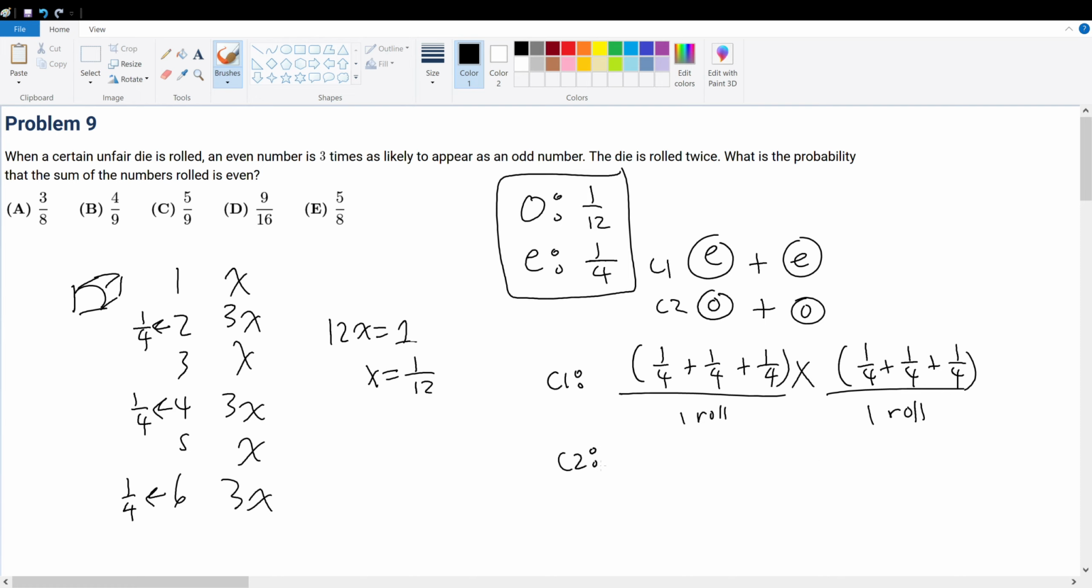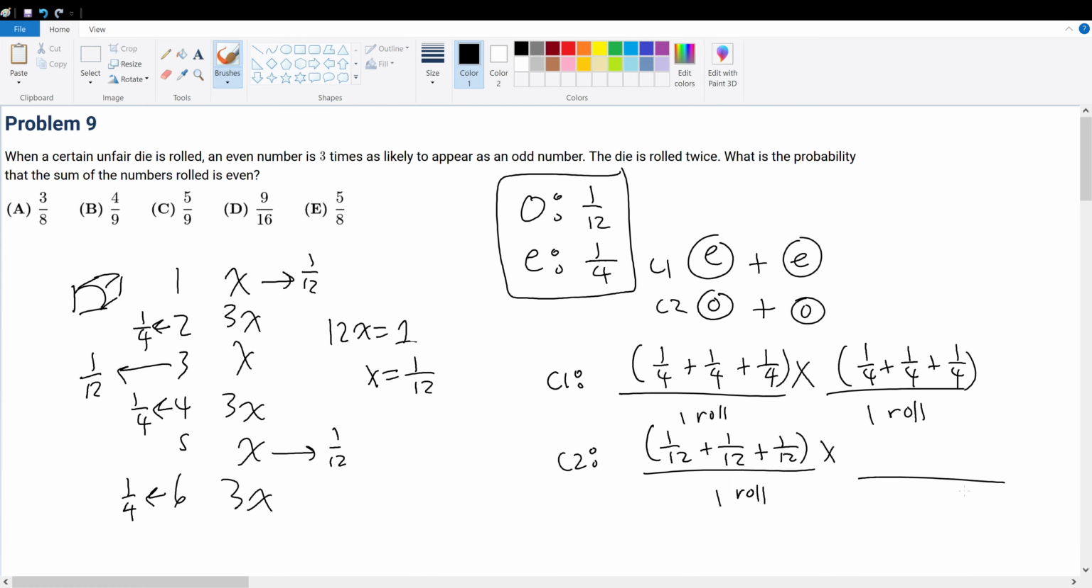Let's move on to case 2. Case 2 is the exact same thing, except for odd numbers. For every odd number, we have a 1 over 12 chance of existing. So for 3 it is 1 over 12, for 1 it is 1 over 12, and for 5 it's 1 over 12. That means that we can either roll a 1, or a 3, or a 5, or, for "or" relationships, we add. And on the second roll, we must also get an odd number. And so this has to be 1 over 12 plus 1 over 12 plus 1 over 12. Right, pretty straightforward. And so we have the casework all completed.